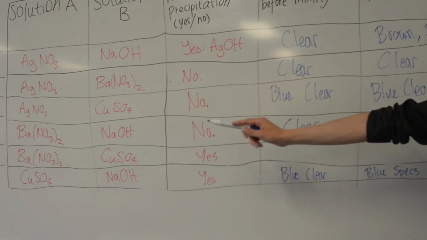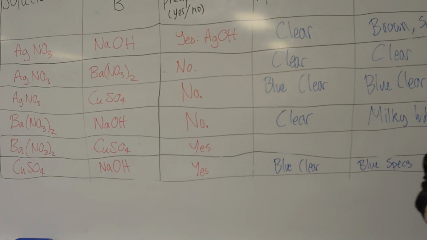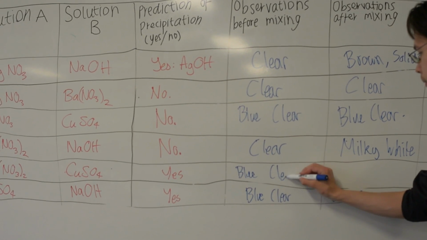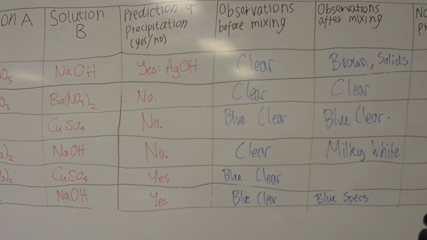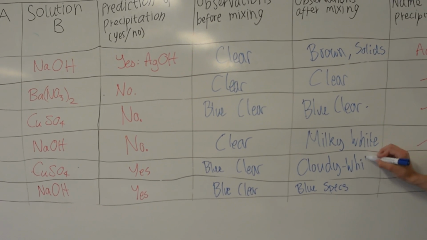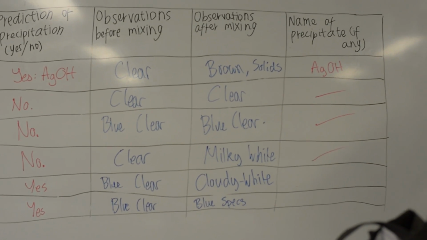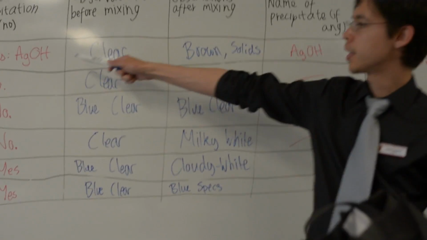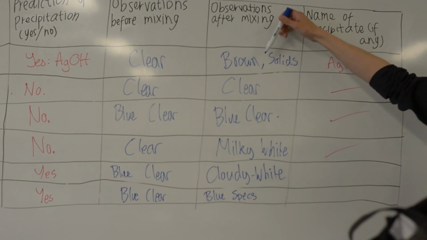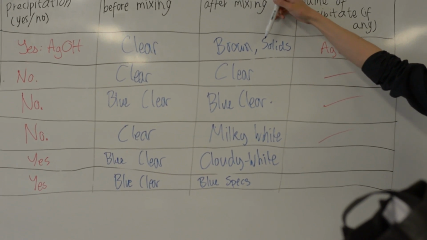We got the fifth one there, barium nitrate, copper sulfate. We predicted that it would precipitate. Did we see anything? What did you see? Cloudy white? Were we correct in our predictions? We predicted precipitate on this one. We saw brown and solids, so that's 1 point for us.